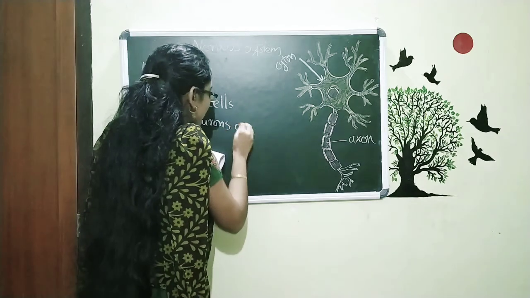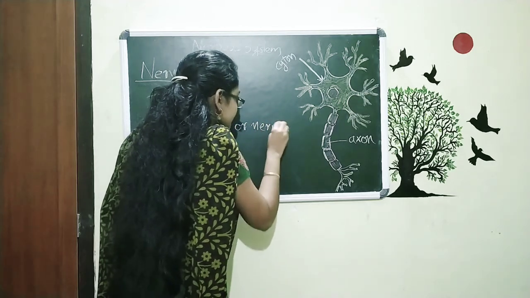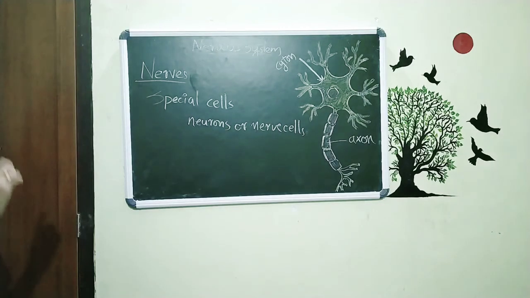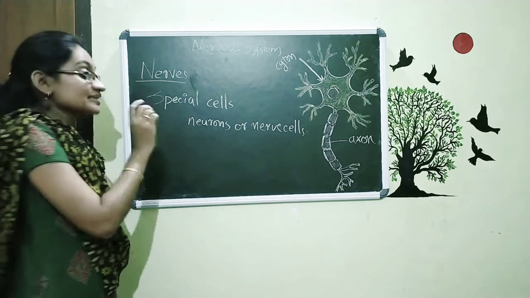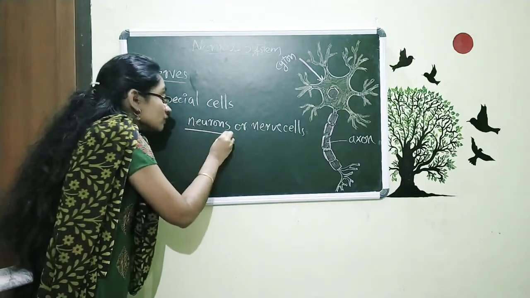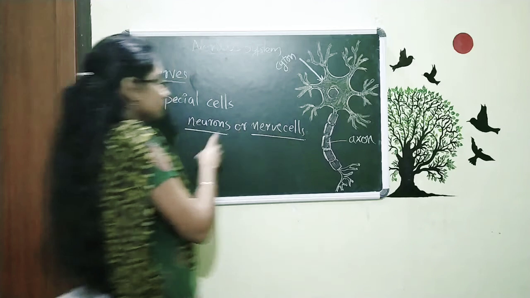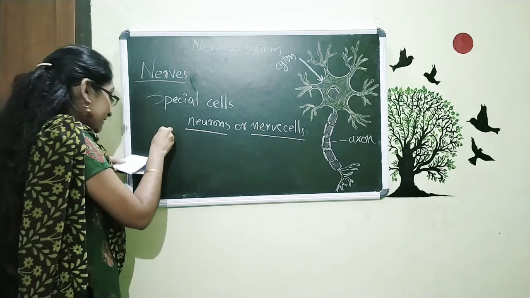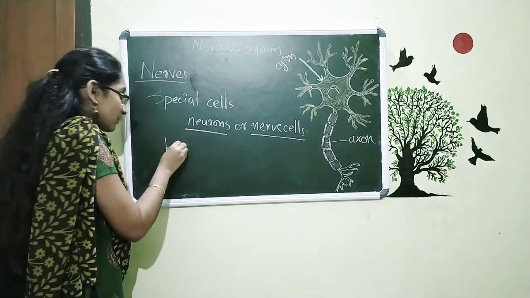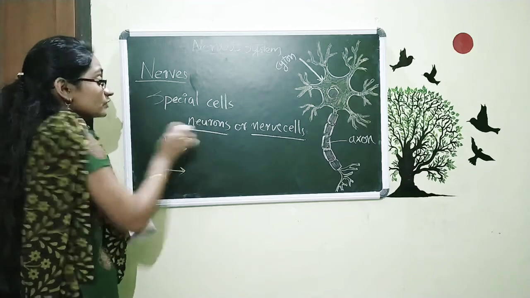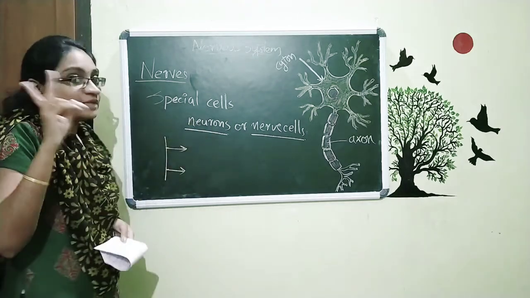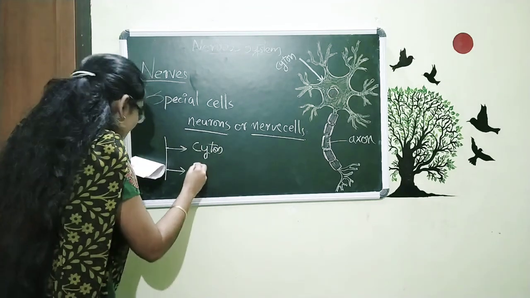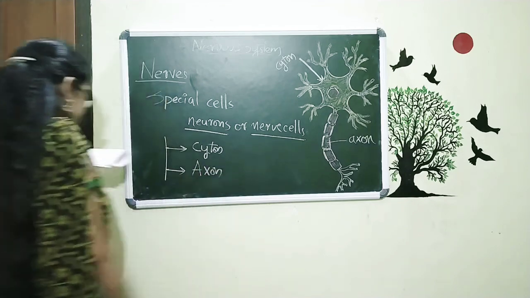Neurons or nerve cells. So for these nerves, the first point is that these nerves are made of special cells, and that cell is named neurons or nerve cells. We are talking about these neurons. A neuron has mainly two parts, and that is cyton and axon.